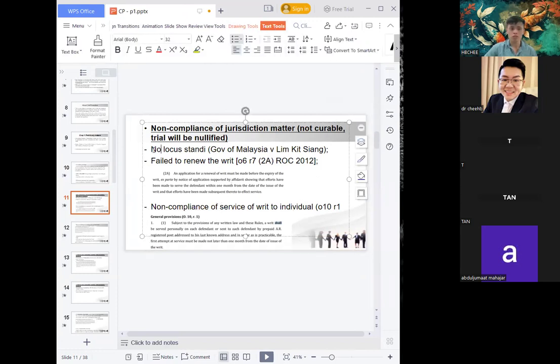The first thing is you don't have the locus standi. When we are in court, you must make sure you have locus standi, which means that you are the right person and you have the capacity to bring an action, or to be sued by another person. Without locus standi, you are bringing this action as a joker. You are a nobody, but you don't know why you are bringing this action and you don't know why you are being sued. This will cause your case to be thrown out by the court. Is everyone clear on this?